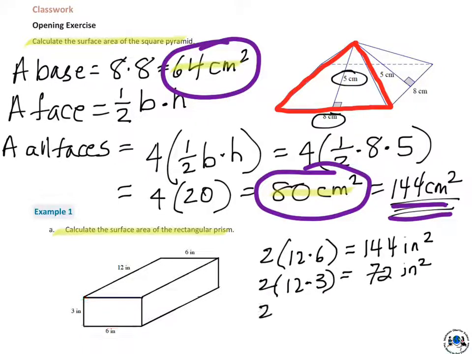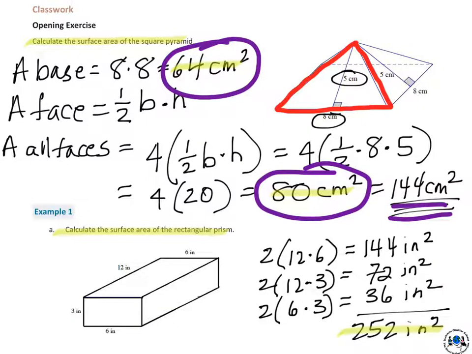Two of those, and again, write that like that, 2 times 6 times 3, and that equals 36 square inches. If I add all those up, I end up with 252 square inches of surface area on this rectangular prism, okay? All right, hopefully you got that.